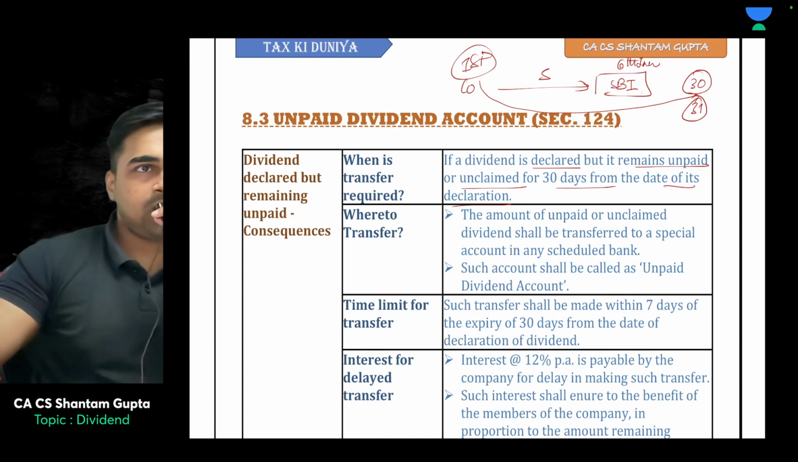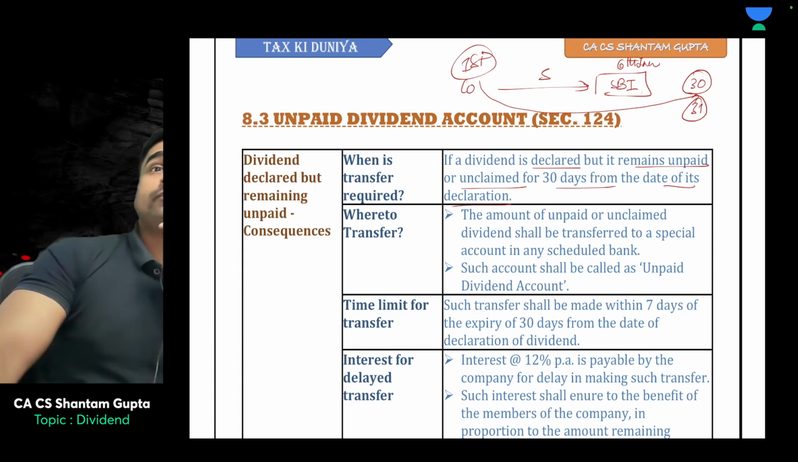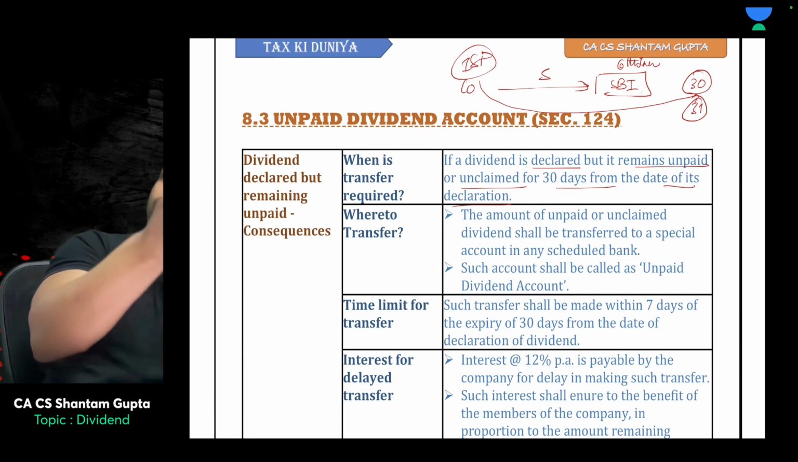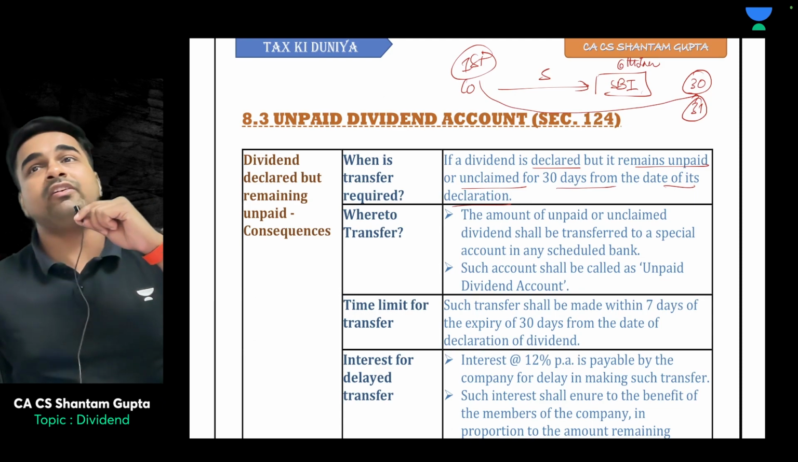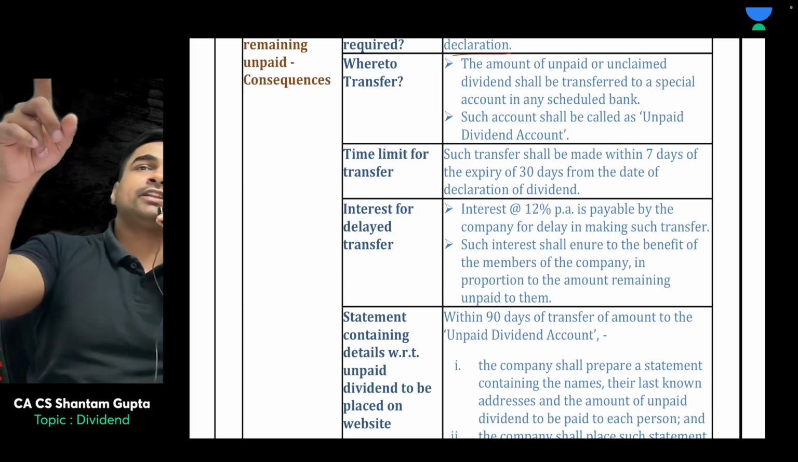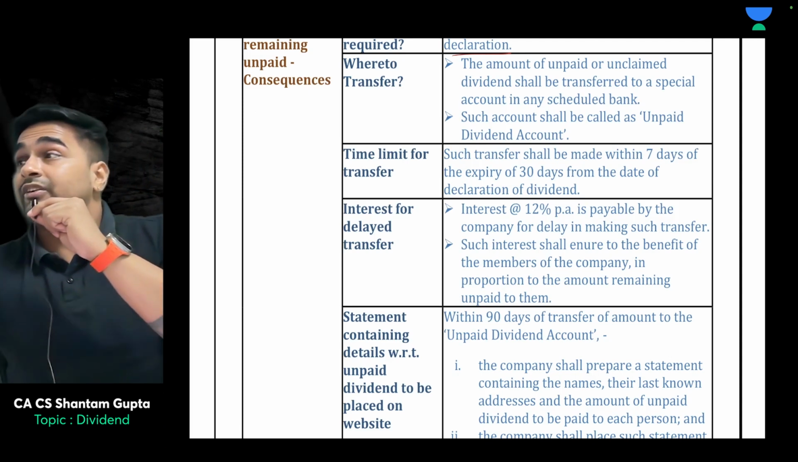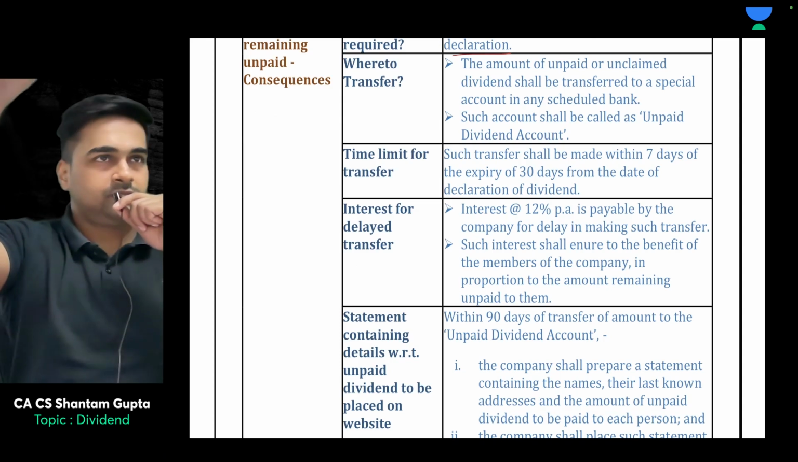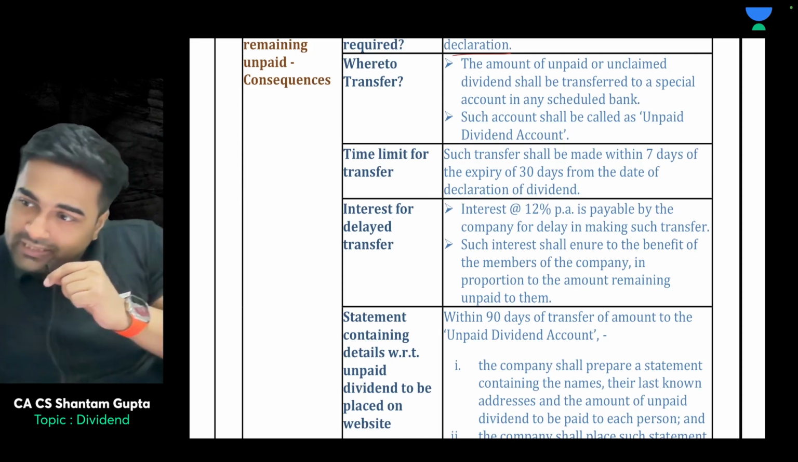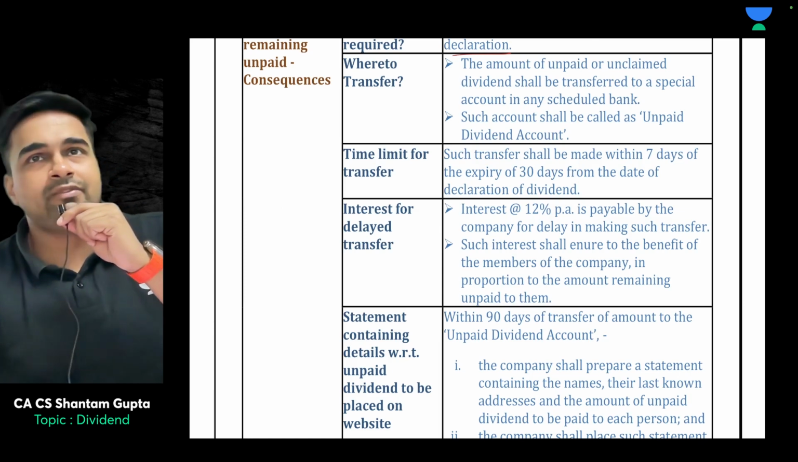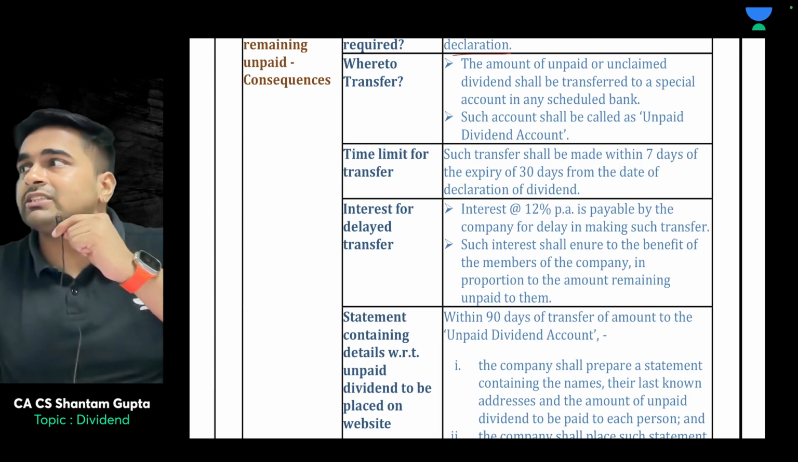Let's say Puja has not claimed dividend. So it will be transferred into a separate account by the company, which is known as the unpaid dividend account. Now this transfer needs to be made in how many days? Within 7 days after the expiry of 30 days. So from 31st January, 7 days is 7th Feb. So by 7th Feb, this transfer needs to be made.